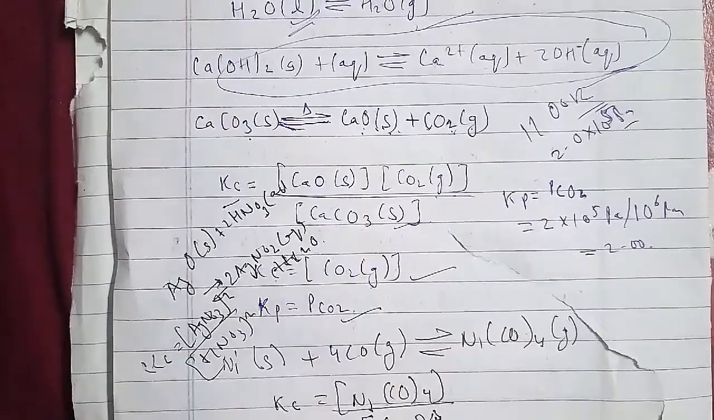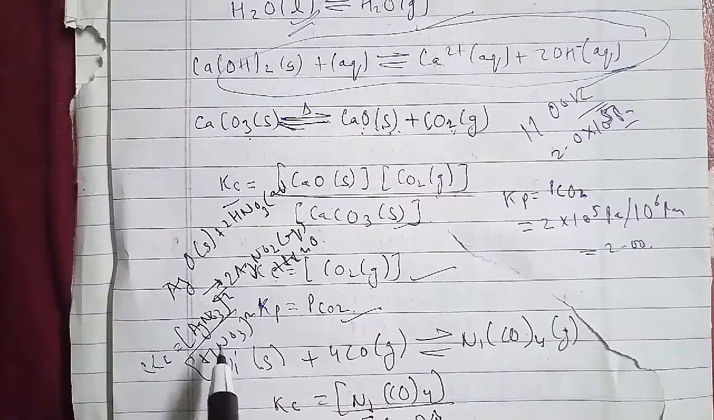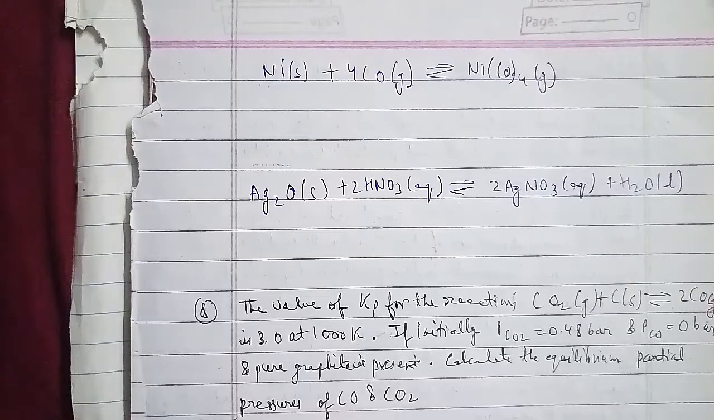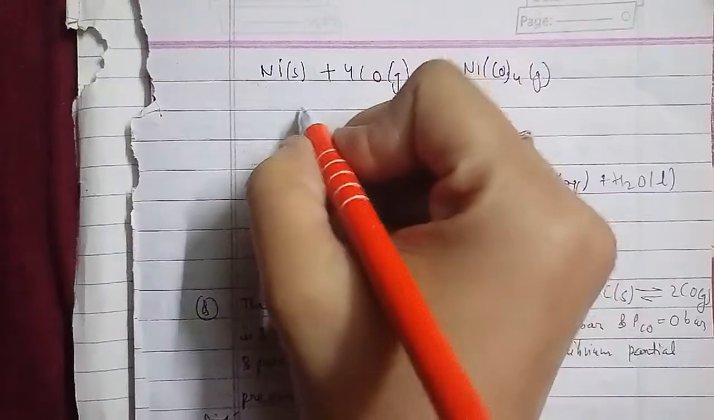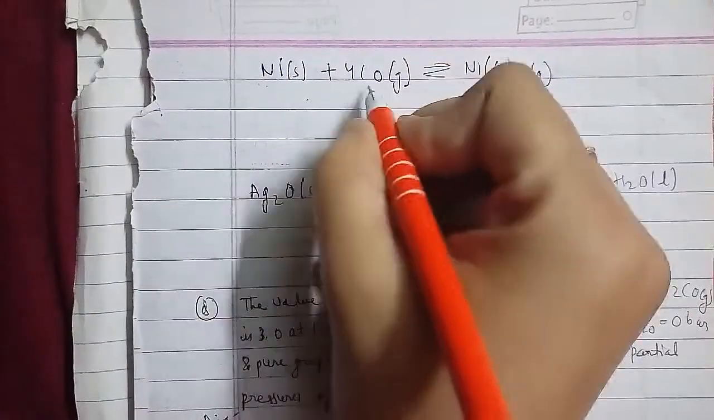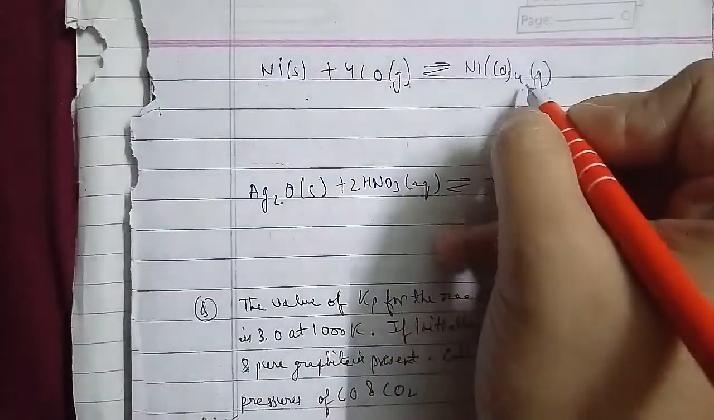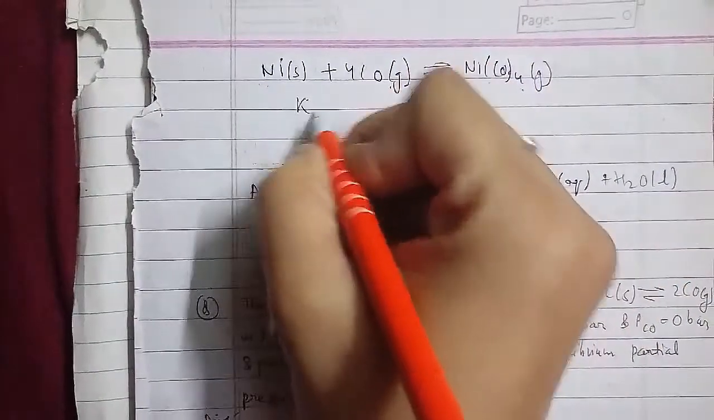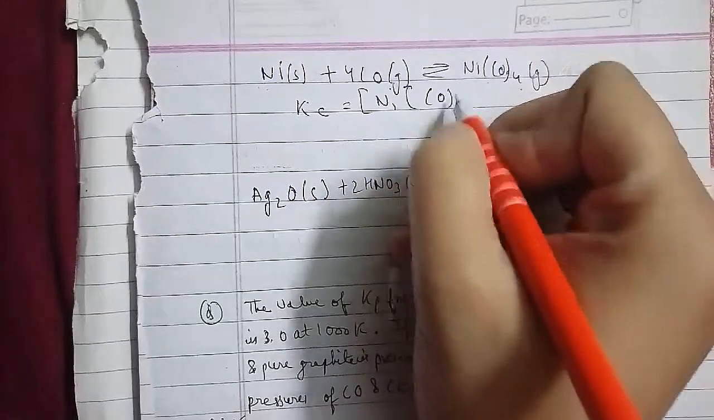Now we'll move ahead with the numerical that we have to discuss here. Okay, so for that sake I will write it clearly here, because the concept may not have been written properly and is not visible. So Ni solid with carbon monoxide gas gives Ni(CO)4 in the form of gas. So for that equilibrium constant we will find Kc equals Ni(CO)4 upon CO to the power of 4 here also.